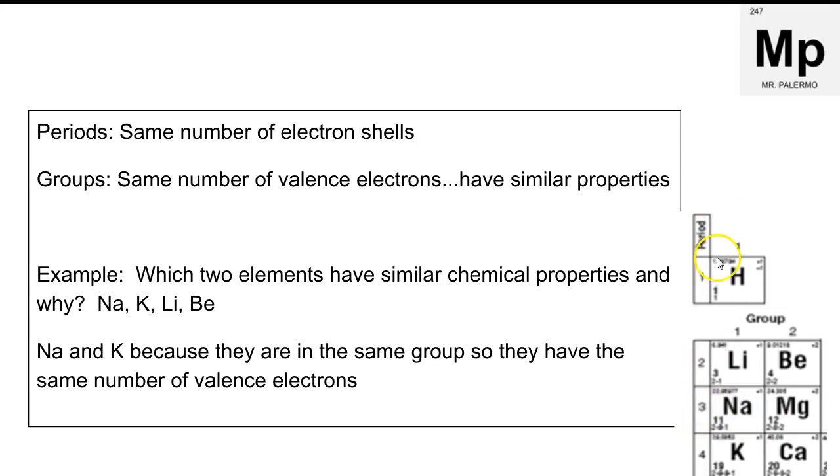In a group, the vertical columns, we have the same number of valence electrons. So group 1 has 1 valence, and then group 2 has 2 valence. And because of that, they have similar properties.